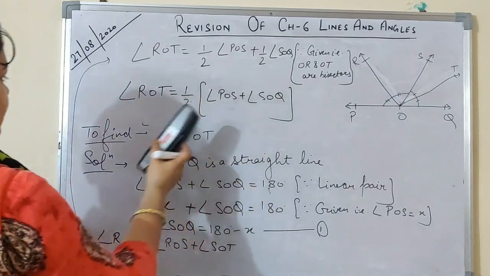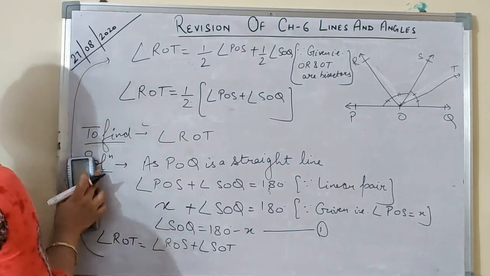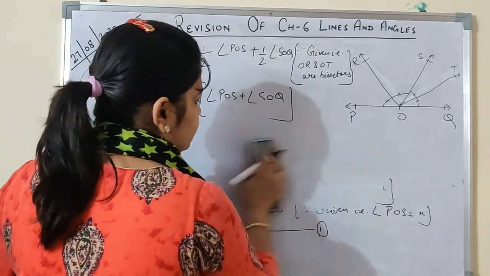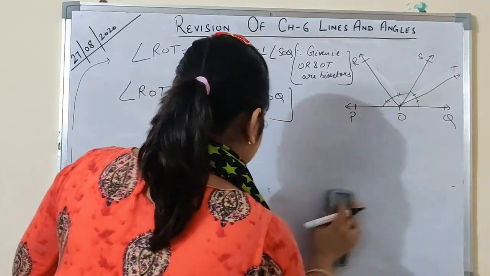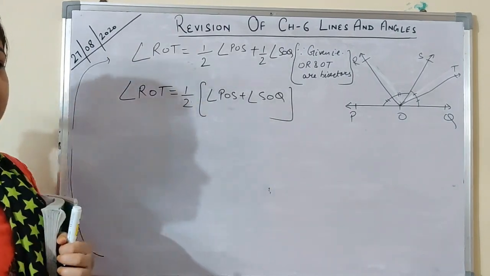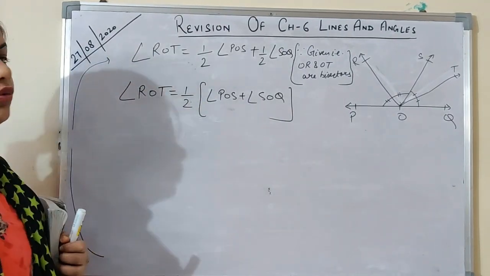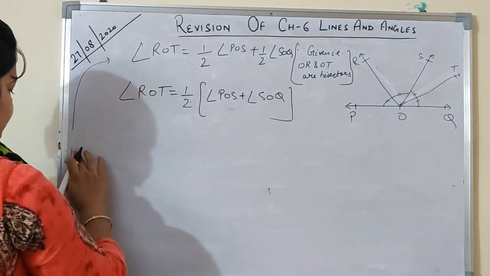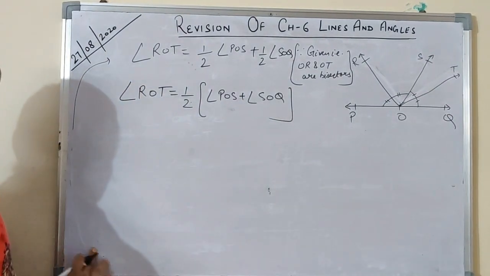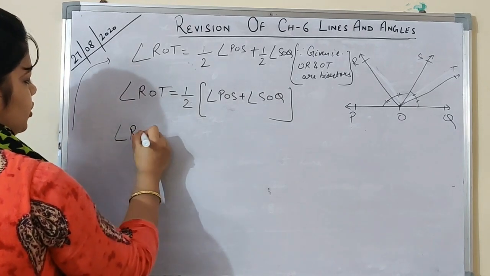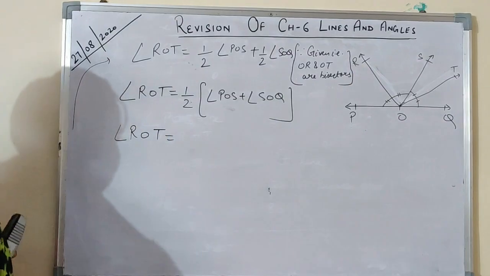Is this clear? Inside we will get angle POS plus angle SOQ. After that, listen students, if you want to write, then you can write. That means if you are having doubt in any of these questions, then you can write these. Otherwise, we have done all these in our classwork also. So, you can just understand this on the board. It's your choice.